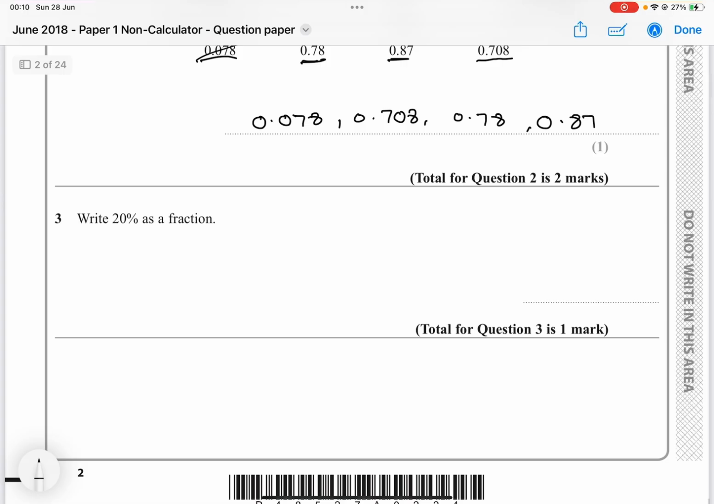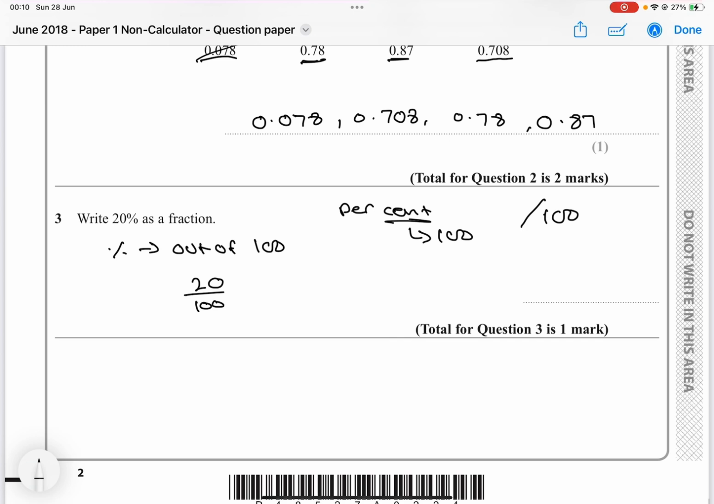Question 3 says write 20% as a fraction. Now remember, a percentage is always out of 100. Cent means 100, and percent, so per cent. Per is just like a slash and then cent would be 100, so out of 100. So we have basically 20 out of 100, and that's it. We've written it as a fraction.